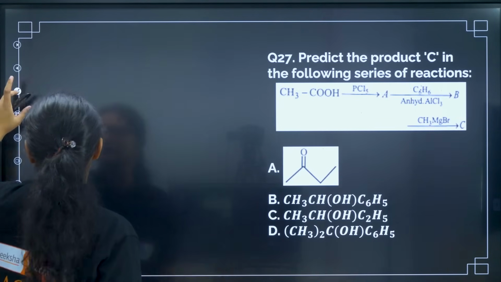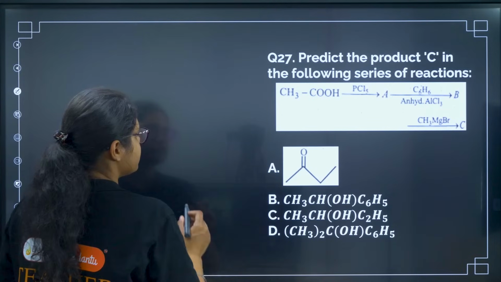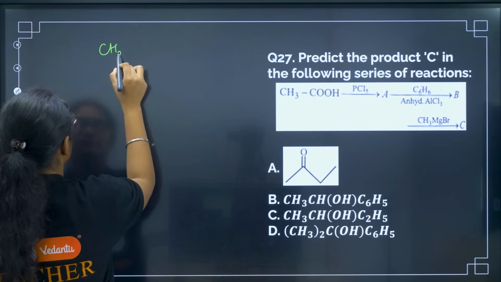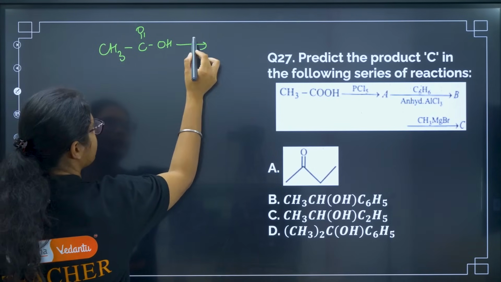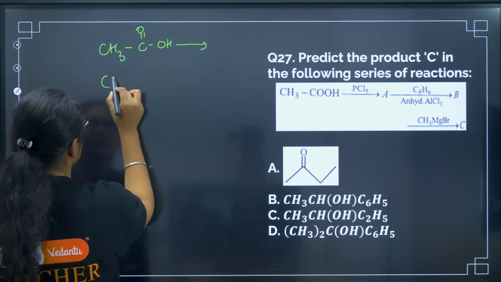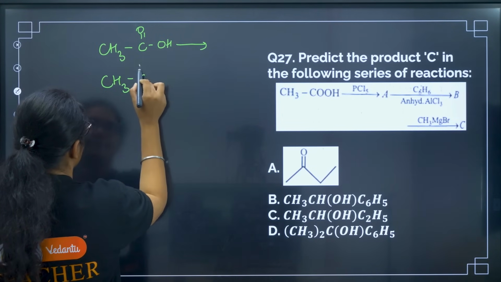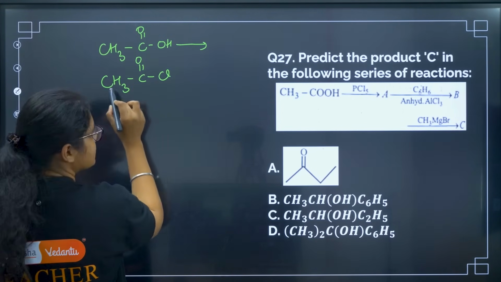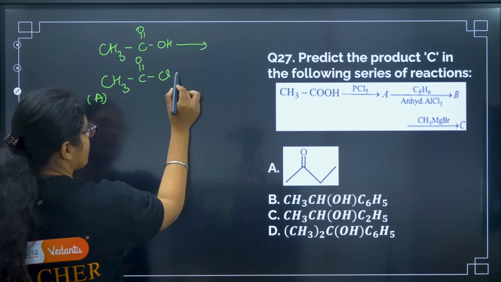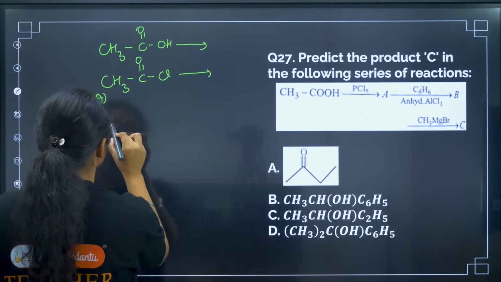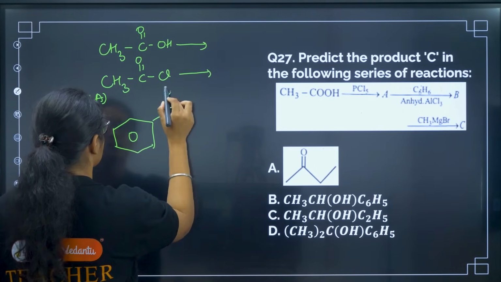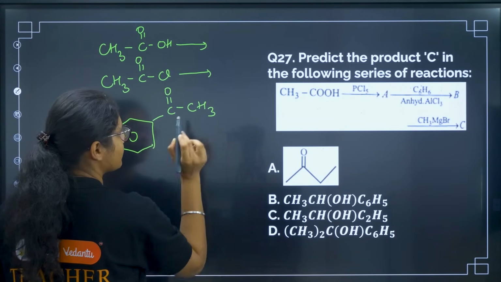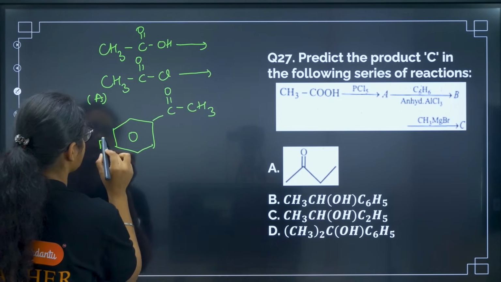Again we have a reaction-based question. So first of all it is CH3COOH. Okay, when you use PCl5, OH is replaced with a Cl group. So this is A. Now when you treat it with benzene, this is acylation. So we will have C6H5COCH3. Okay, now this is my product B.